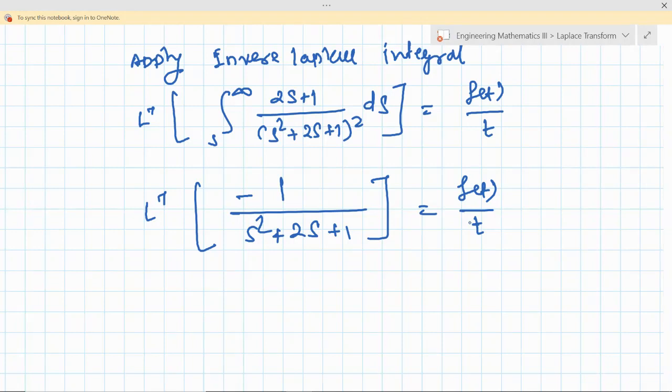Because we don't have the proper answers here. Basically, 2s plus 1 is here, but this is not 2s plus 1, it is 2s plus 2. This is 2s plus 2, not 1. Because the derivative of s square plus 2s plus 1 is nothing but 2s plus 2. So that's why this is minus 1 upon s square plus 2s plus 1. That's it.